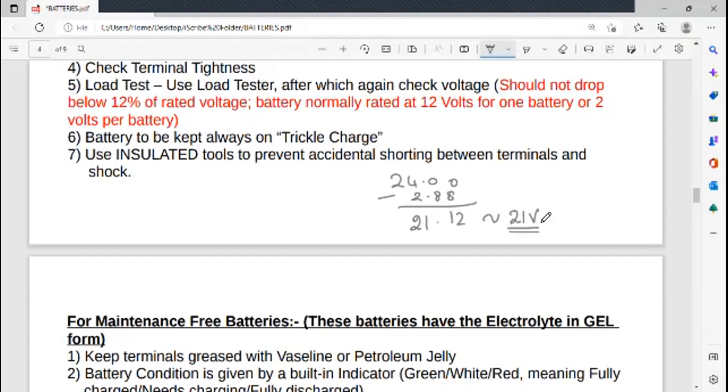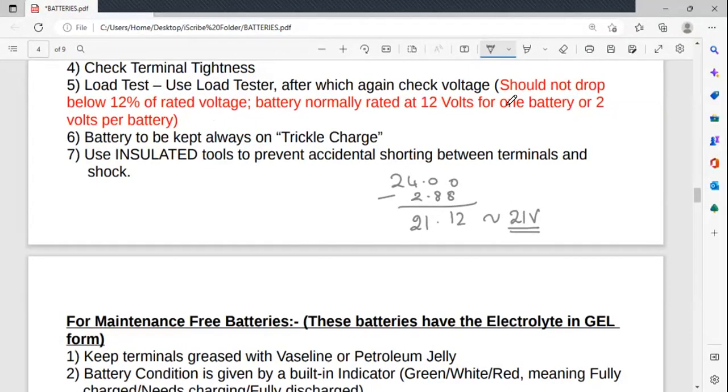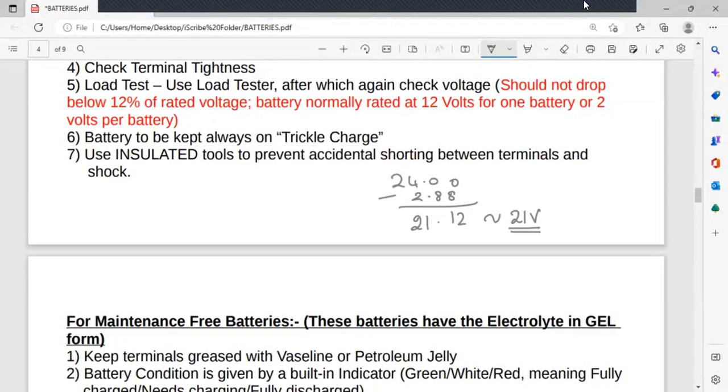So that is the thing. Whenever you're doing this load test or whenever you're discharging your GMDSS batteries, your total voltage when doing the discharge should not drop below 21 volts, because then it becomes very difficult to charge it again.